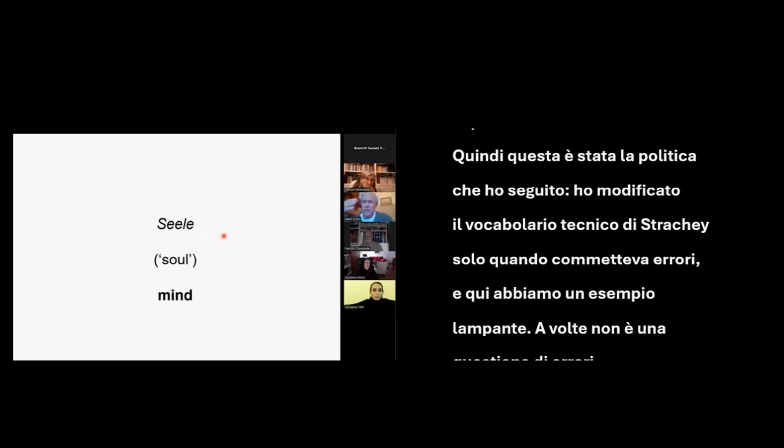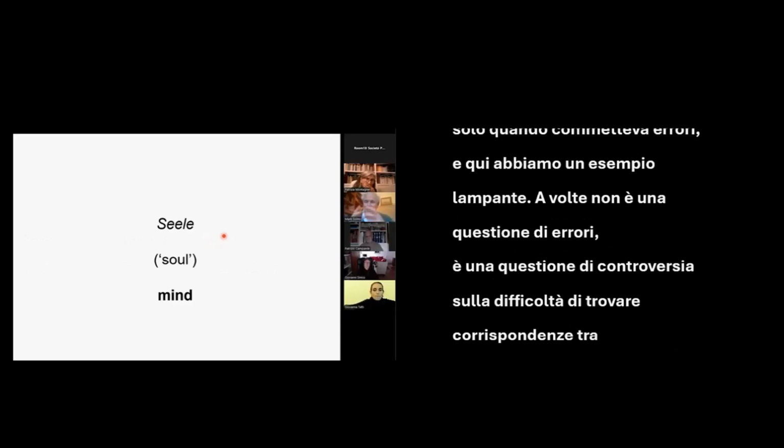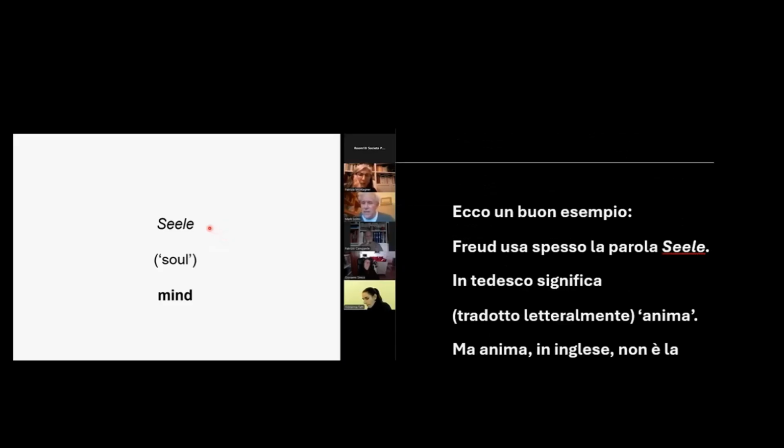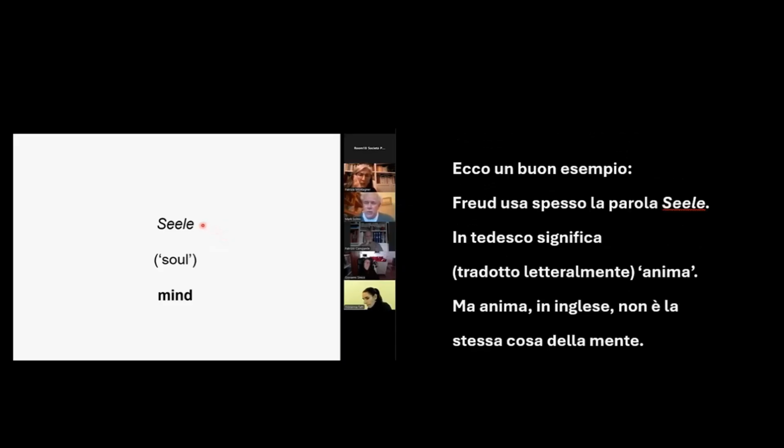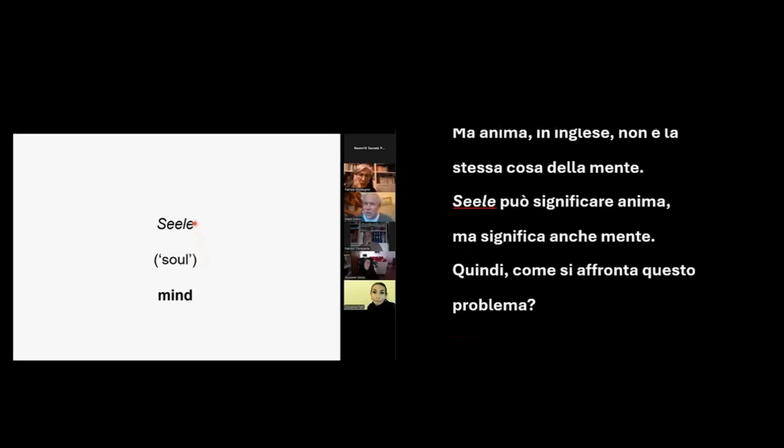Sometimes it's not a matter of mistakes, it's a matter of controversy, it's a matter of the difficulty of mapping one language onto another. Here is a good example. Freud uses the word Seele a lot. In German, that means, literally translated, soul. But the soul in English is not the same thing as the mind. Seele can mean soul, and Seele can also mean mind. So how do you deal with that problem?